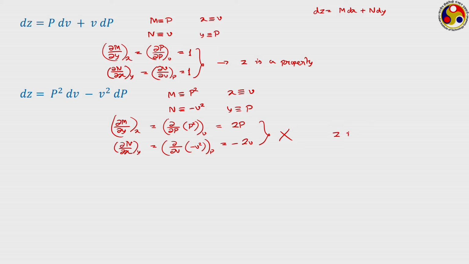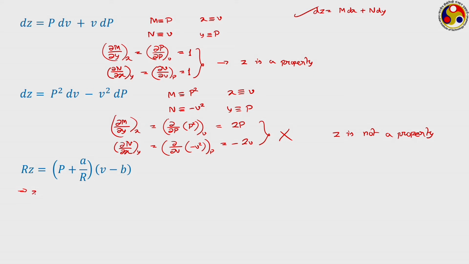So, Z is not a property, as it is not satisfying the exactness rule, or I should say it is not the exact function of this P and V. A third example: here actually the differential form is not given, rather Z as a function of P and V is given. So first we have to convert this into the differential form, into a form like this.